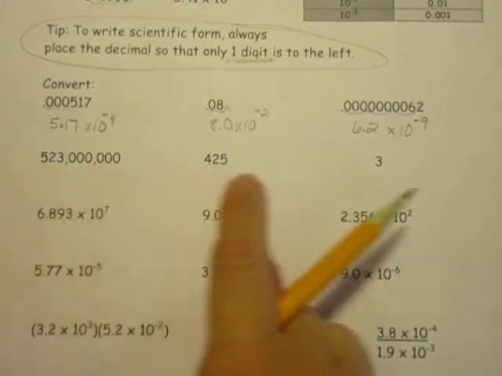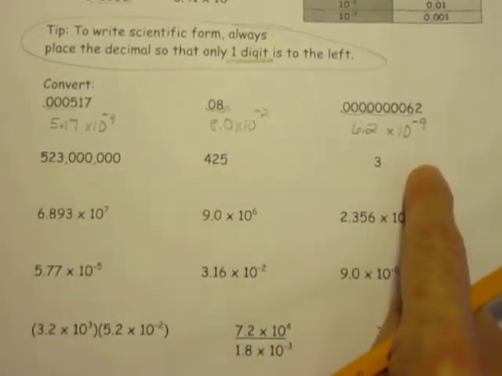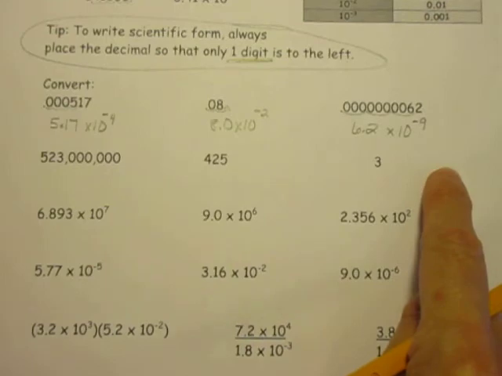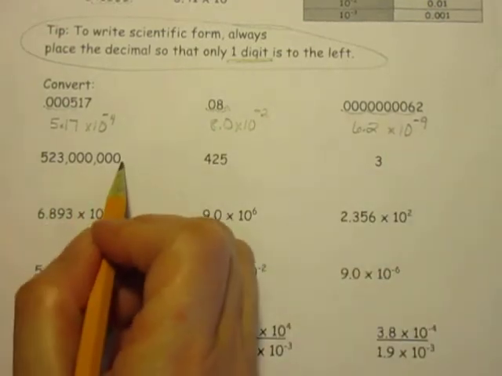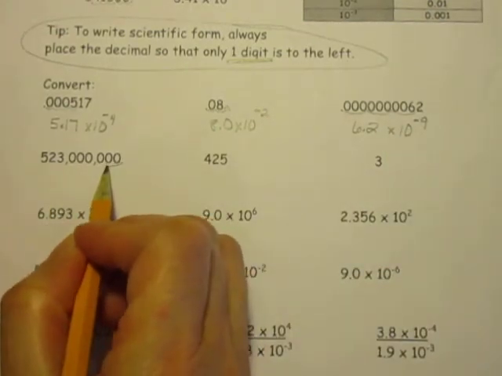Okay, these next numbers, these are big numbers to begin with. So we know these exponents are going to be positive exponents. So there's an implied decimal back here. And again, I'm going to move in 3s.